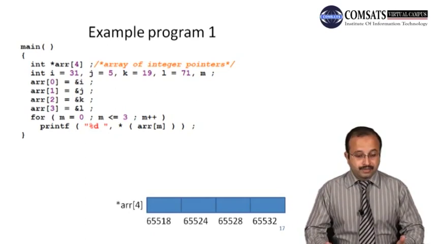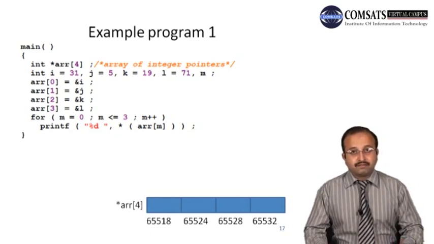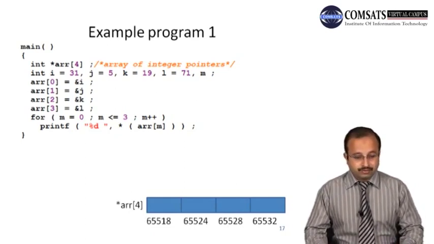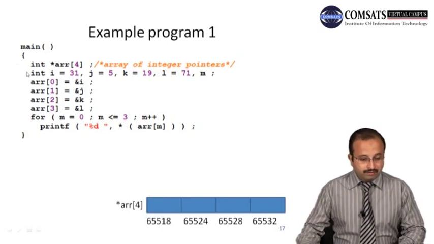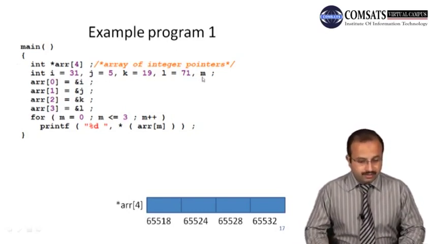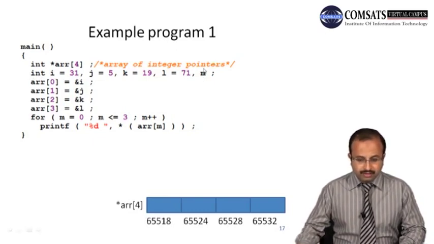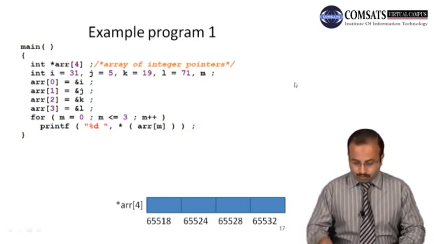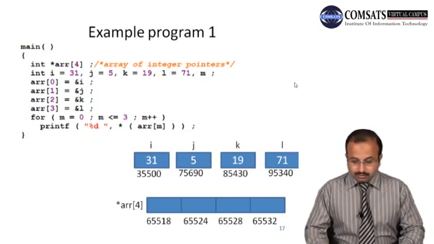This means that all the elements in that array contain a memory address, and on that memory address a value of type int will be stored, right? Now you see that we have the next statement. In the next statement we are declaring 5 integers. This m is the loop counter and the other 4 are for the array of pointers. So these are the 4 integers.